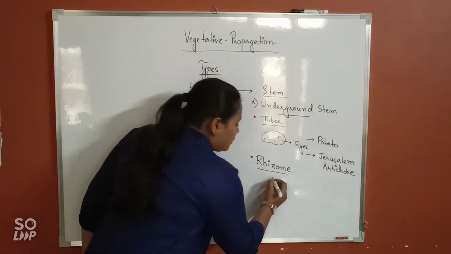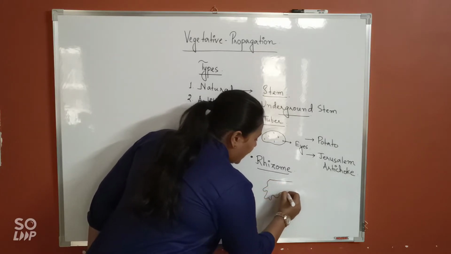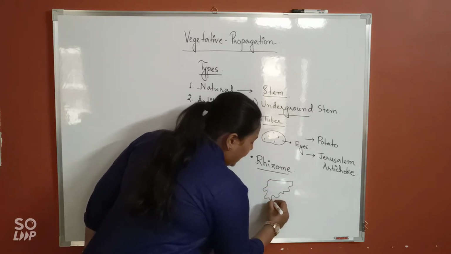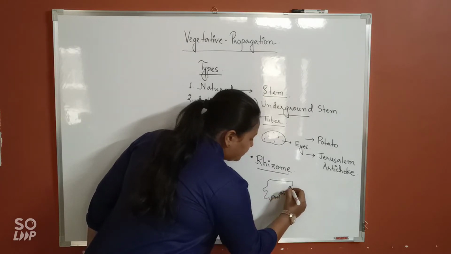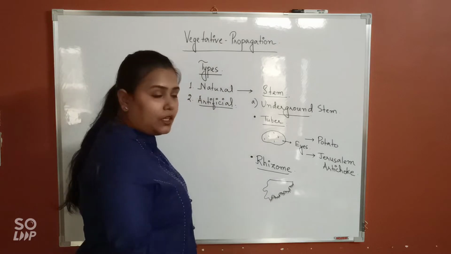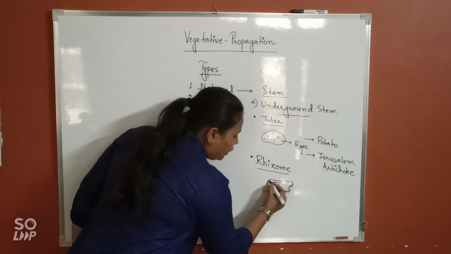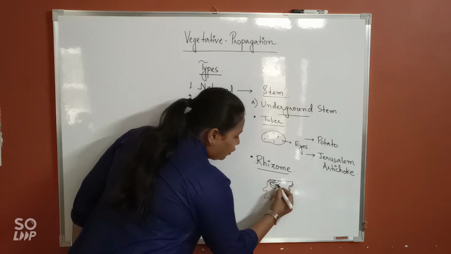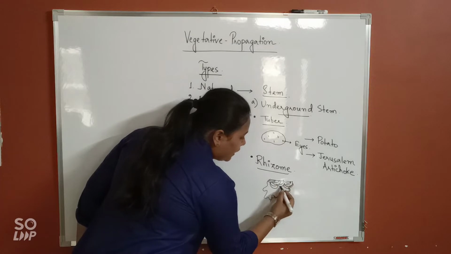Alright. So the structures are going to be irregular in shape. They would have adventitious roots borne towards the lower end, and the upper end or the whole body of the structure will consist of nodes and internodes.